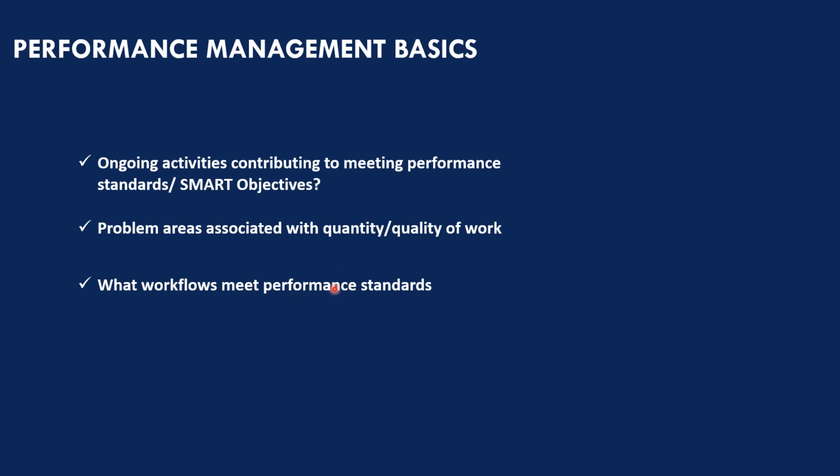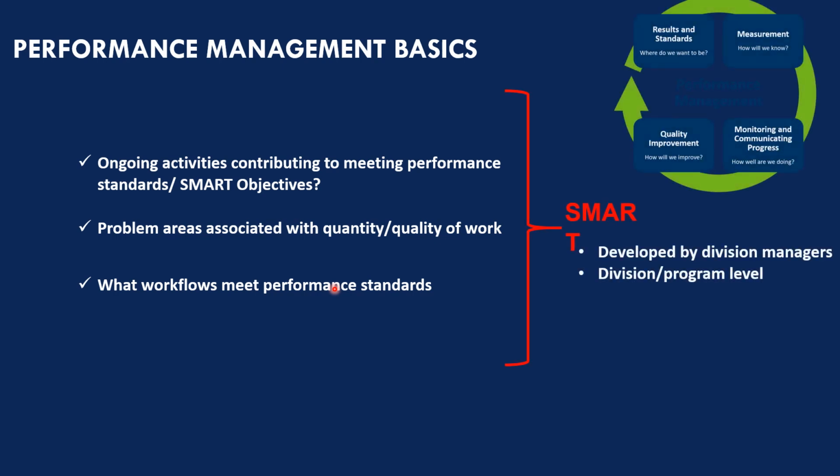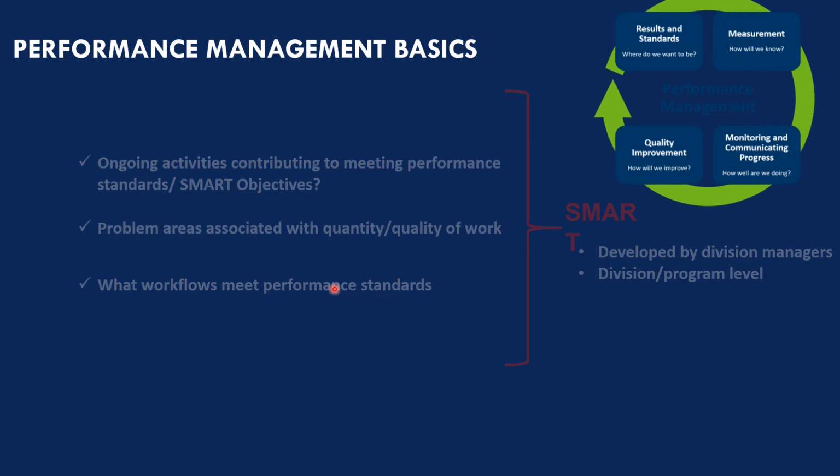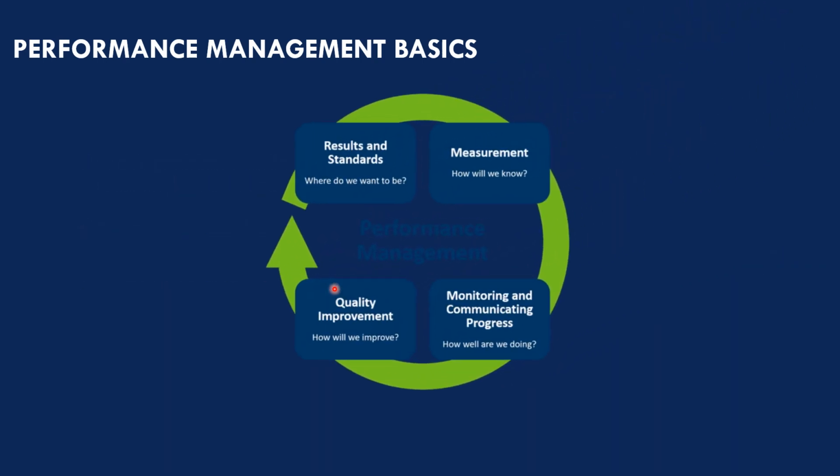So these SMART objectives are developed at the division program level, so really by the division managers, and this cycle puts it into perspective pretty well. So our first question should be, where are we now and where do we want to be, right? Our results and our standards. Our measurements is about how we would know. Are we moving towards where we want to be? And then third, how are we doing, right? Are we making progress towards those SMART objectives? And lastly, how are we going to improve?